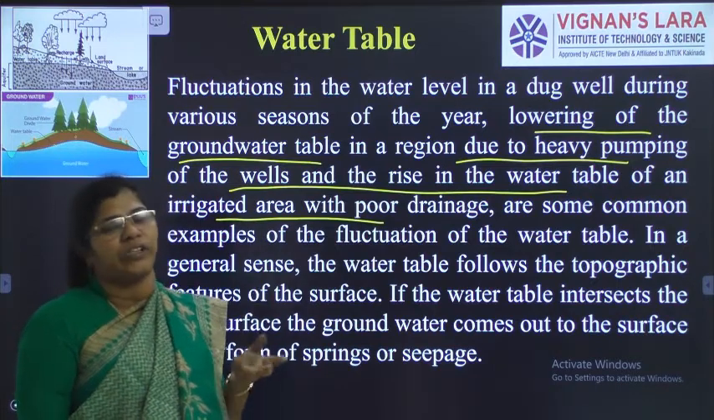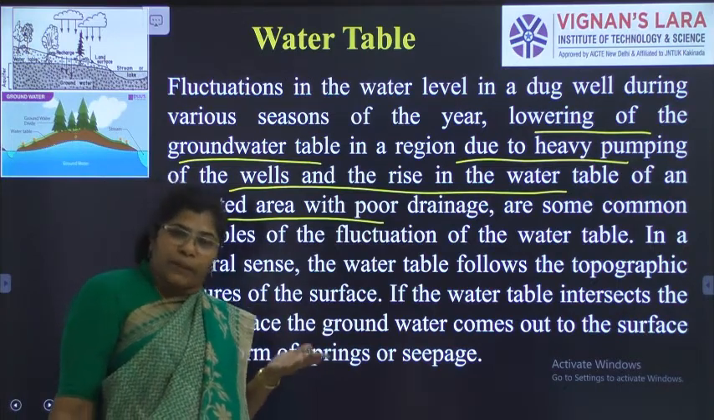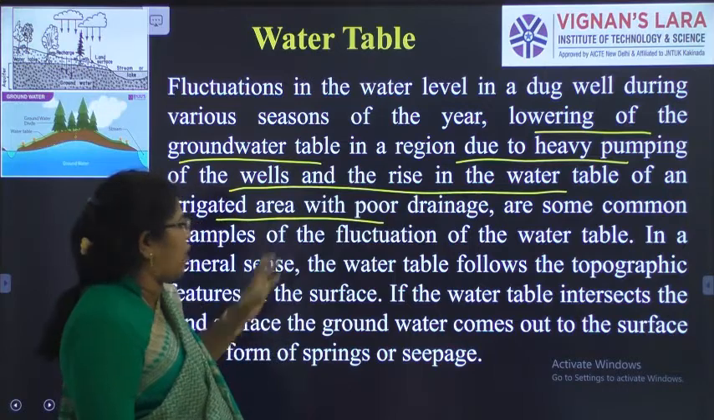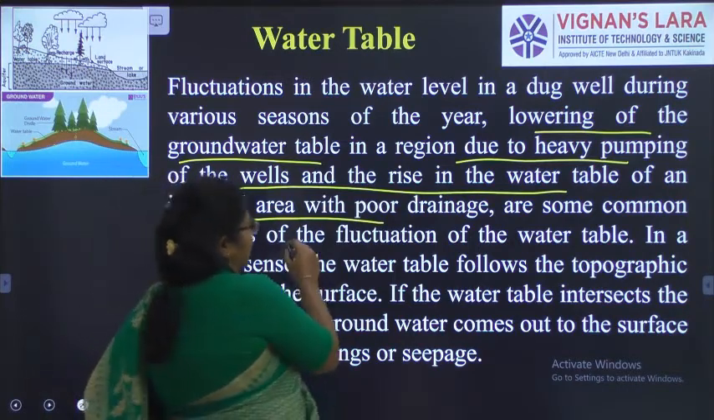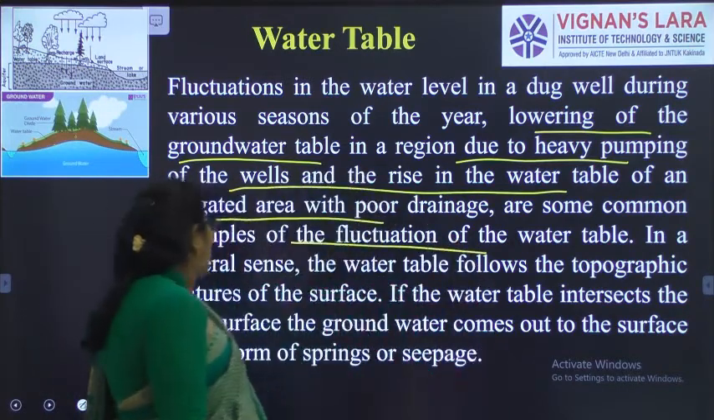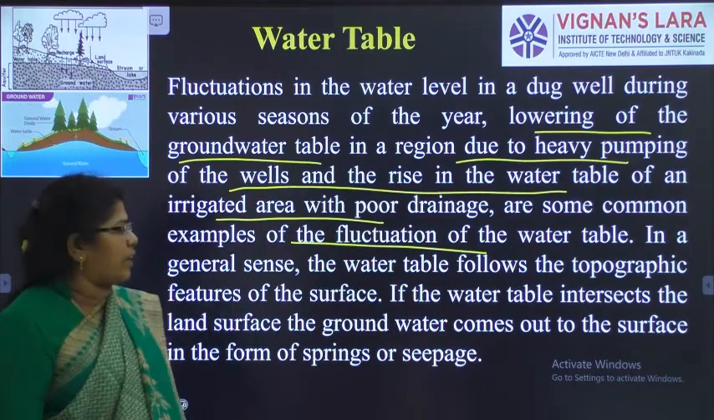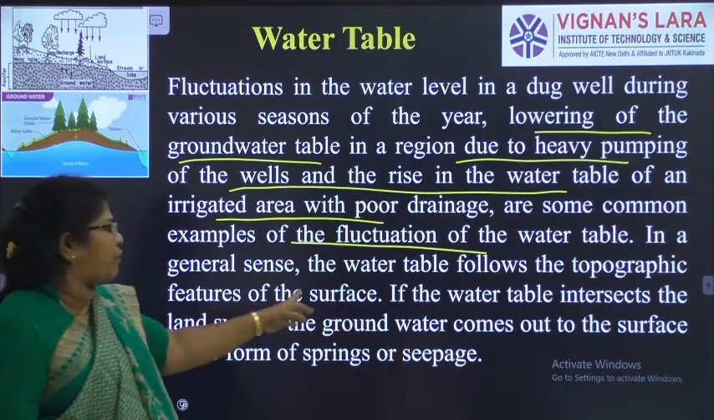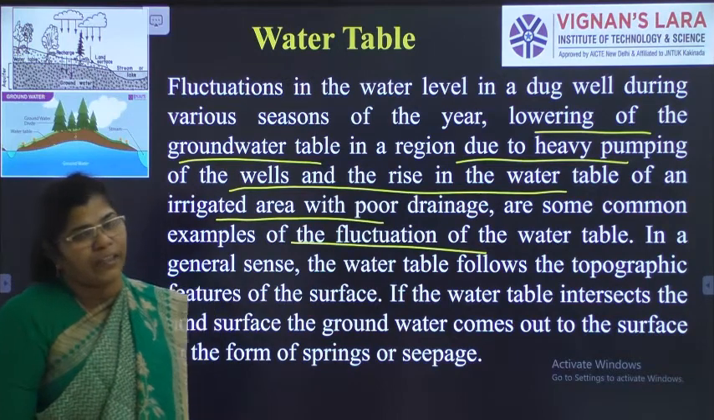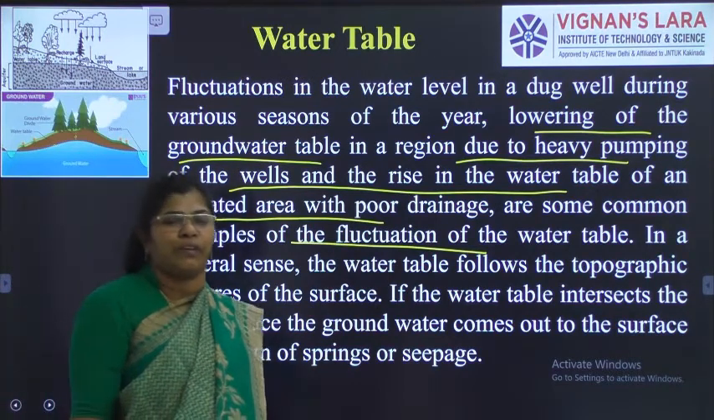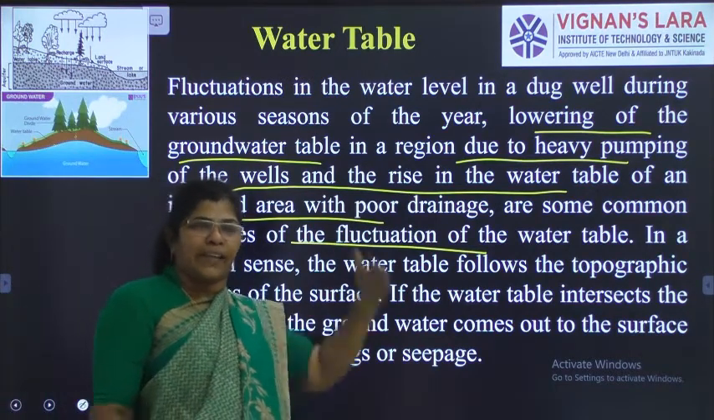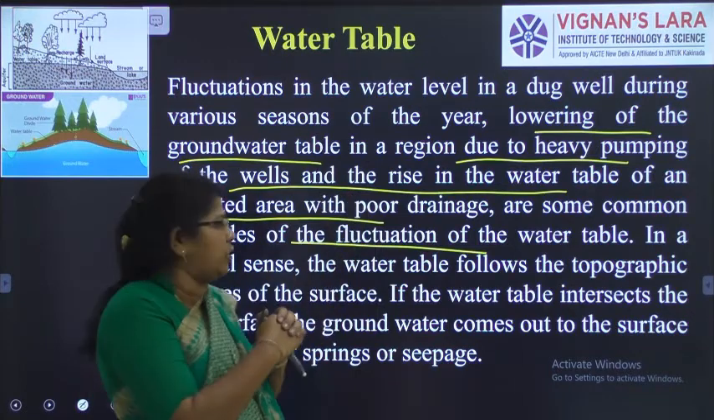Right? The infiltration is also not there, so the water table will go below. So these are the common examples which cause the fluctuations of the water table. Generally, the water table mostly follows the topographic features of the surface, where the unsaturated zone and saturated zone meet.